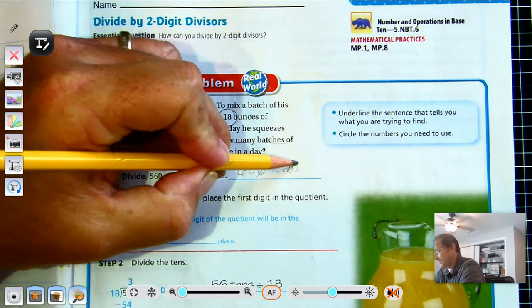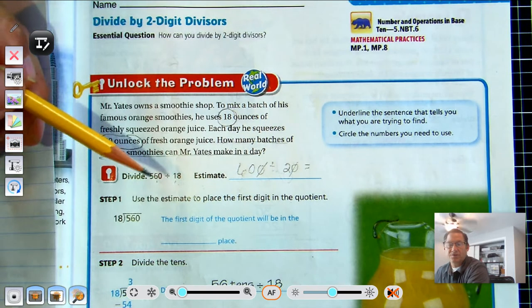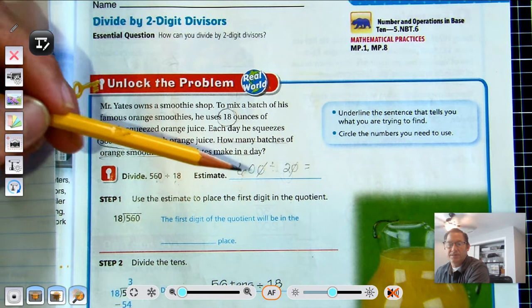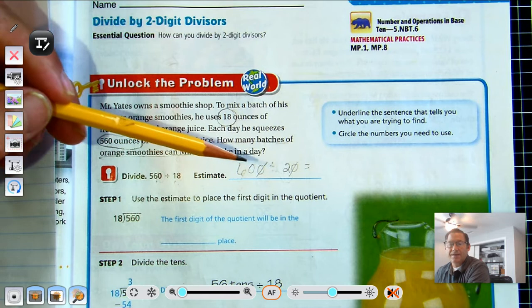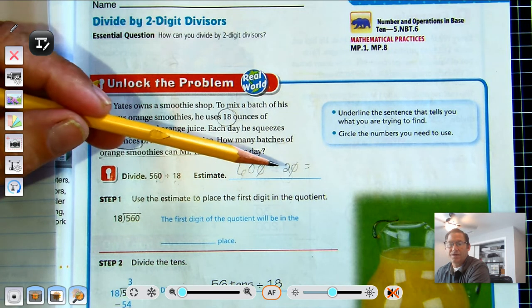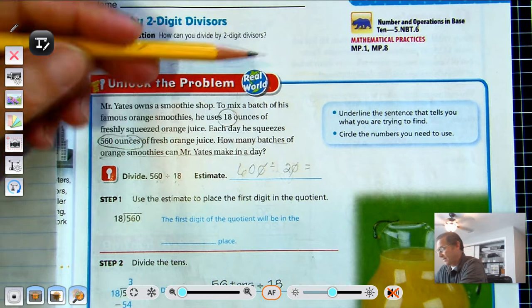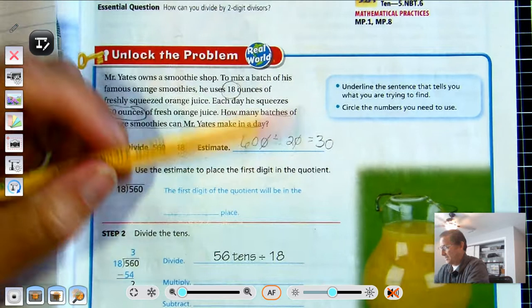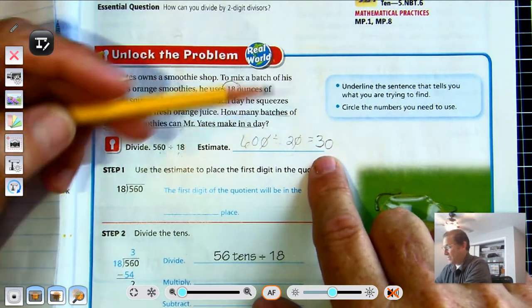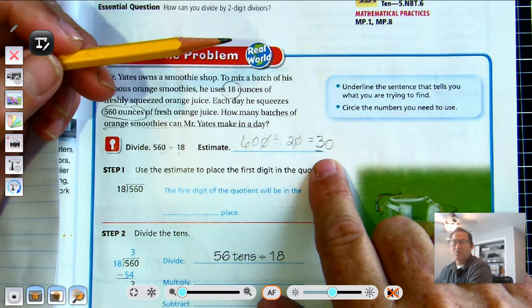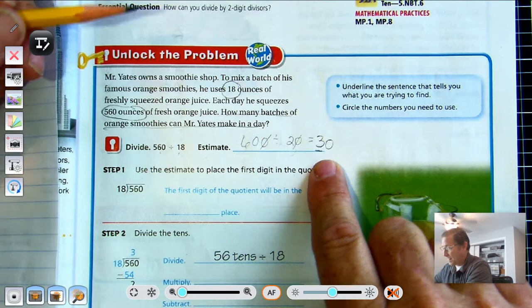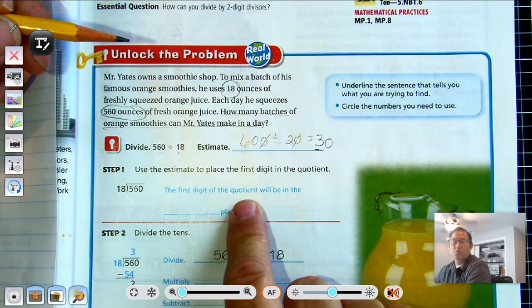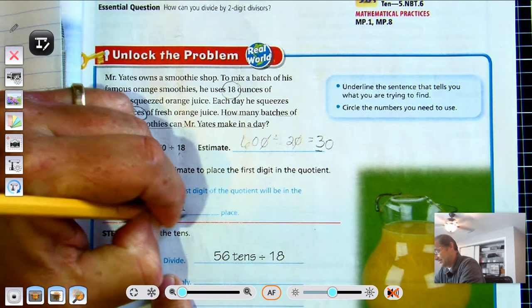Well, we've learned that if the dividend and divisor both end in zeros, we can cross out the end zeros because we're basically dividing by 10. 600 divided by 10 is 60, and 20 divided by 10 is 2. So 60 divided by 2 is 30. Half of 60 is 30. So we know our answer is not necessarily going to be 30, but we'll start in the tens place for the most part. So use the estimate to place the first digit in the quotient. The first digit of the quotient will be in the tens place.